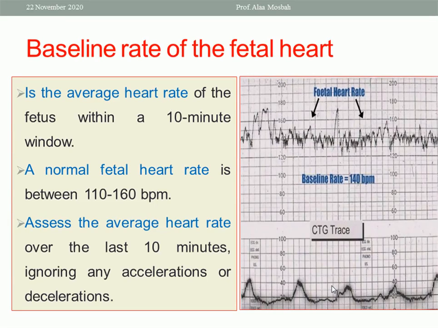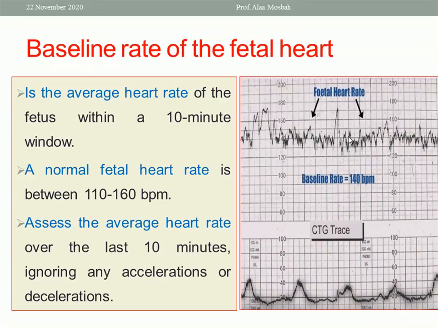What about the baseline rate of fetal heart? The average fetal heart rate of the fetus within a 10-minute period, which means 10 big squares. We said each big square is 1 minute. So during this period, for example, what is the average fetal heart rate? I can see here in this picture, it is about 140. As you see, this is 120, this is 140. This is the average here.